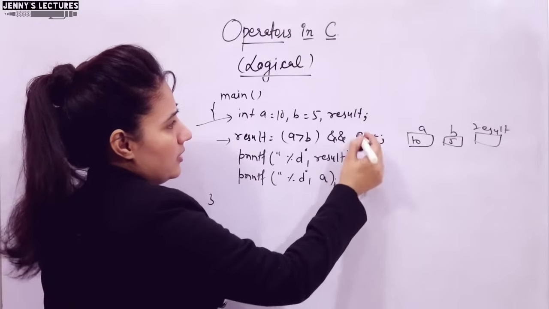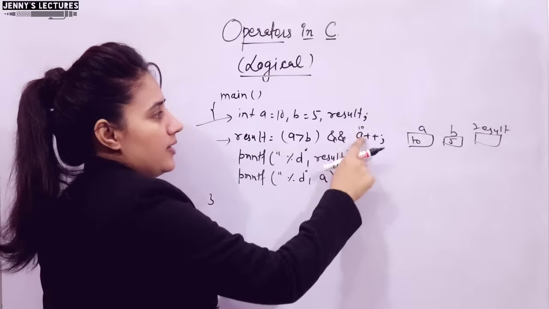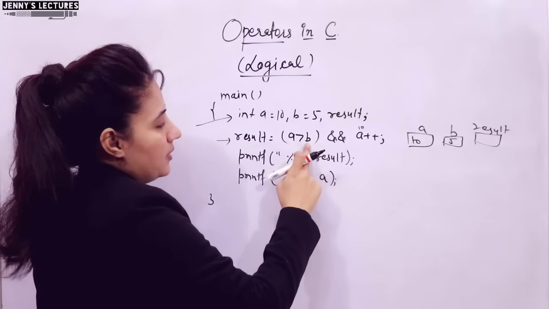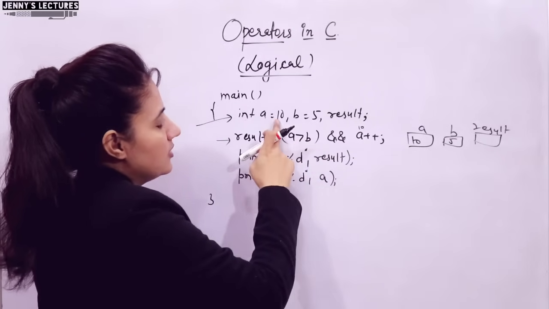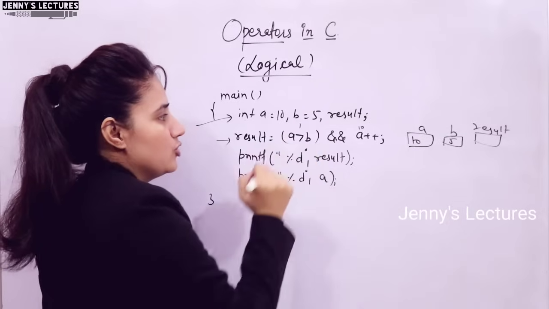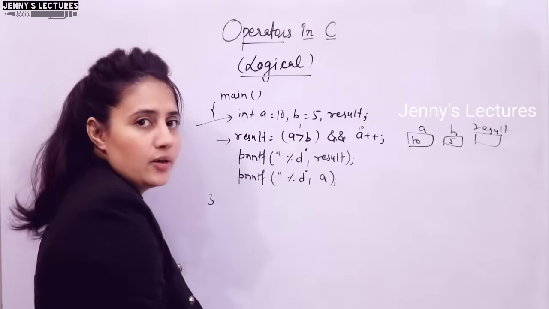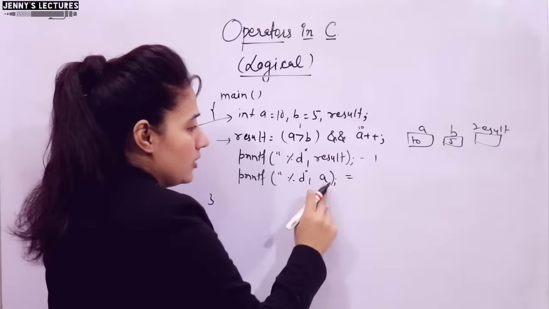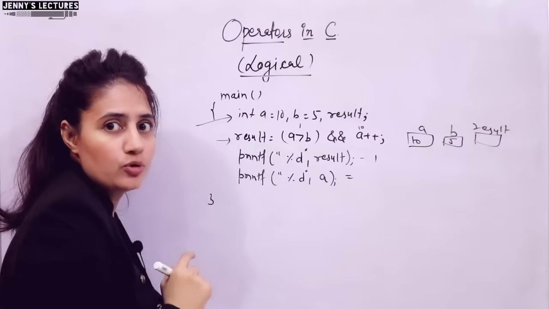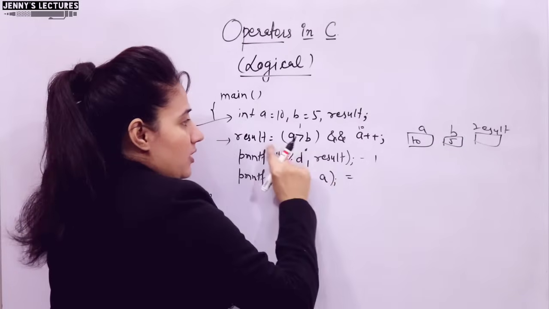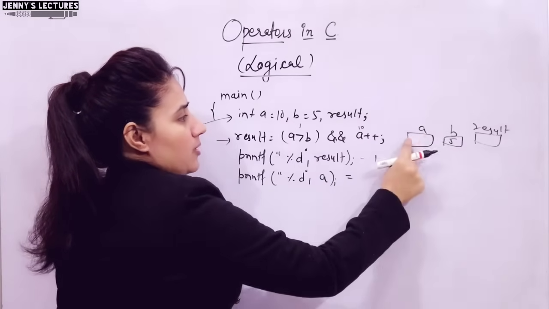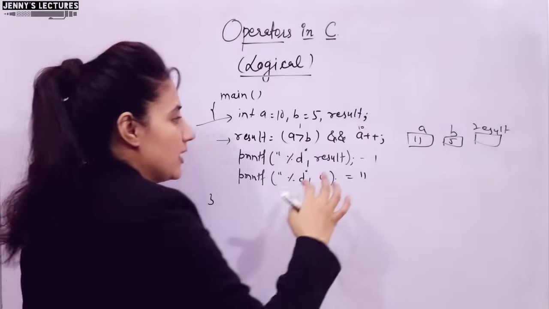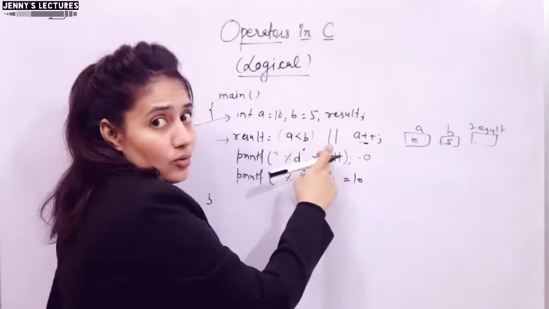The original value of A is 10, so 10 would be used here. 10 means true, so this side we have true. Is A greater than B? Yes, A is 10, B is 5, so this is also true, meaning 1. True AND true will give true, that is 1. 1 would be stored here, so 1 would be the output. And what is the output of A finally? After the completion of this line, A++, now A becomes 11. So now 11 would be printed.